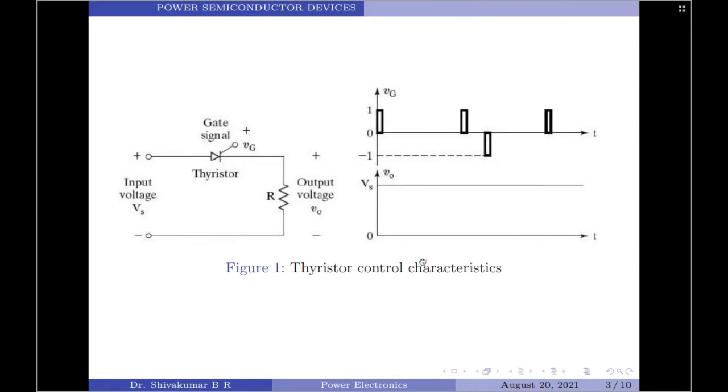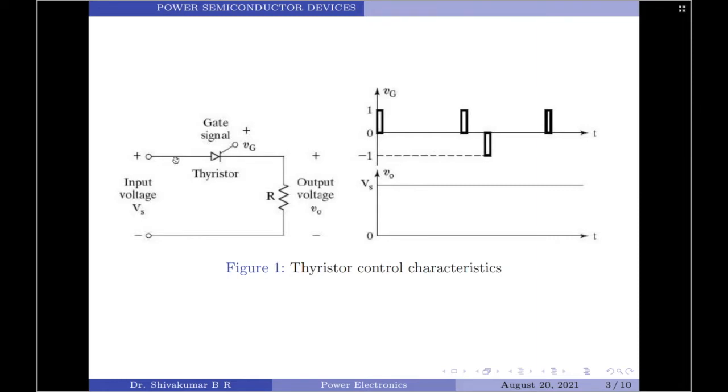As of now, just remember that the thyristor requires a pulsed gate voltage to turn on, and the very first pulsed gate voltage, wherever it is applied, is the instant at which the thyristor will turn on and an output voltage will appear. Before that, for example, if I start with a negative gate pulse and after some time I give a positive gate pulse, then the thyristor will turn on only when the first positive gate pulse is given, and from the duration of 0 till that first positive gate pulse, the output voltage will be 0. Right, that is about the thyristor control characteristics.